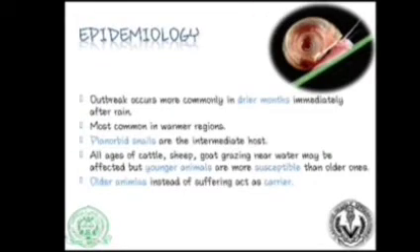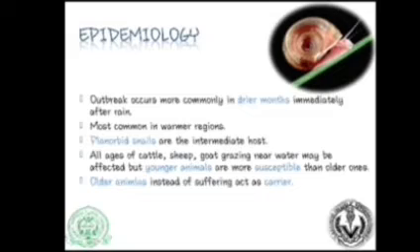Next is the epidemiology. Let's look into the distribution and incidence of the disease. Outbreaks occur more commonly in drier months, immediately after rain or flood, when the pastures are heavily contaminated with encysted cercariae. Planorbid snails are the intermediate hosts. They multiply rapidly in warm and watery environments.